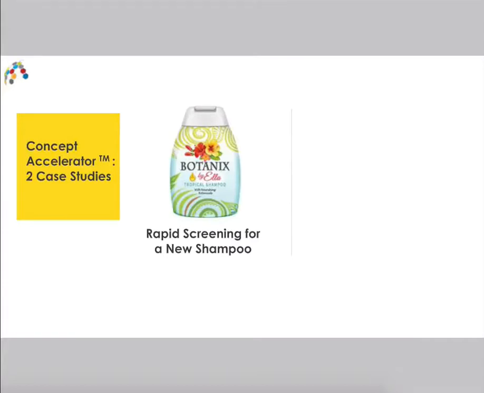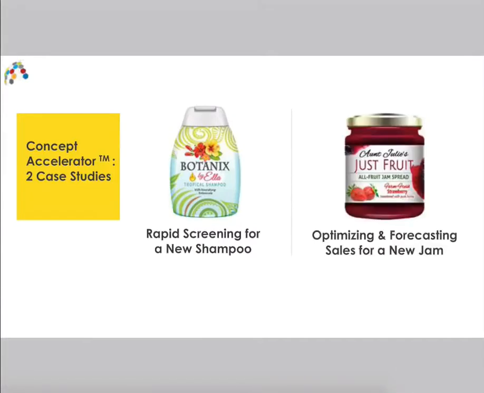So the first case study is going to involve a shampoo idea, and here's where we did a rapid screening approach. We'll talk specifically about the methodology that we used and what we learned and where that fits in your process. The second case study will focus on a new jam idea, Aunt Julie's Just Fruit. And here we actually go a little bit deeper around the product idea, optimizing the language and even taking it through to a forecasting and sales opportunity.